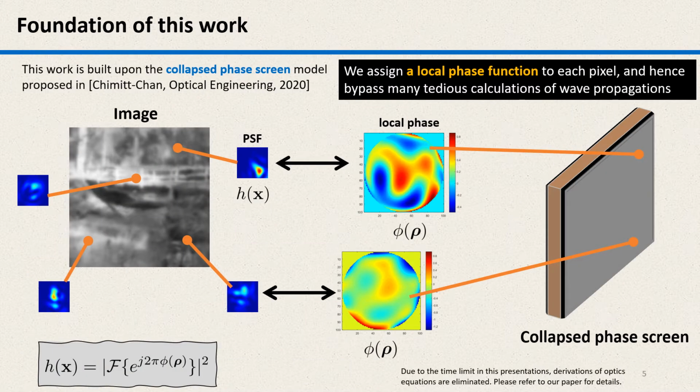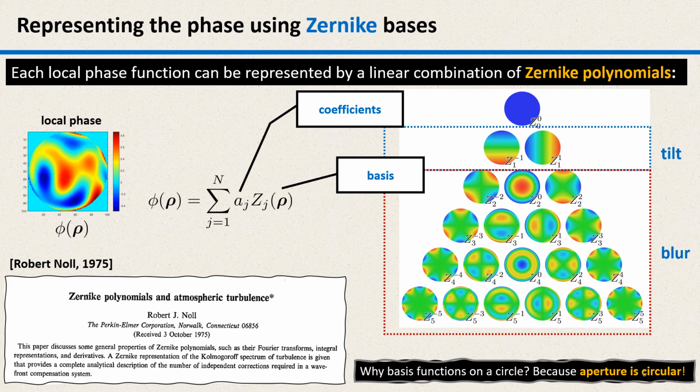This work is built upon our previous work published at Optical Engineering. In our earlier work, we proposed a collapsed phase screen model. The idea is to directly calculate a phase distortion for every pixel location, which allows us to bypass many tedious calculations of wave propagation. In our earlier work, we used Zernike polynomials to model the phase of the point spread functions.